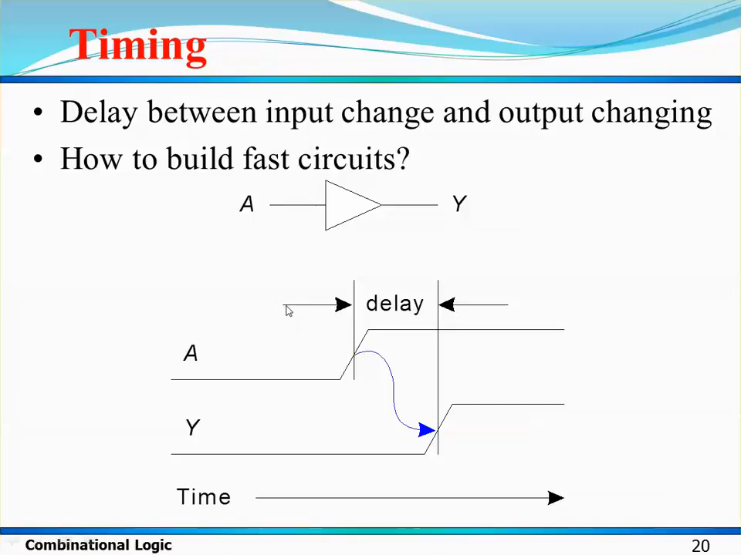Delay is the time between input change and output change. Let's have a look at a very simple and very fast logic circuit, which is the buffer. A buffer has a single input A and one output Y. Whenever A is 0, Y is also 0. When A is 1, Y is equal to 1. Whenever A changes from 0 to 1, Y also changes from 0 to 1. Whenever A changes from 1 to 0, Y also changes from 1 to 0.